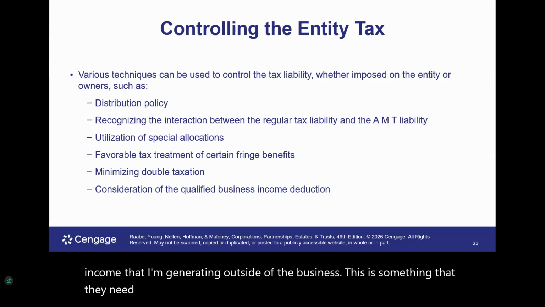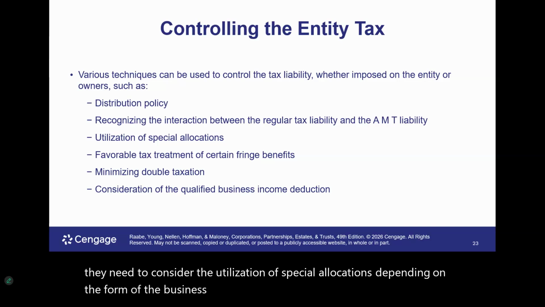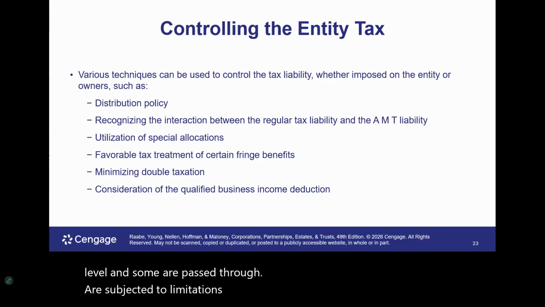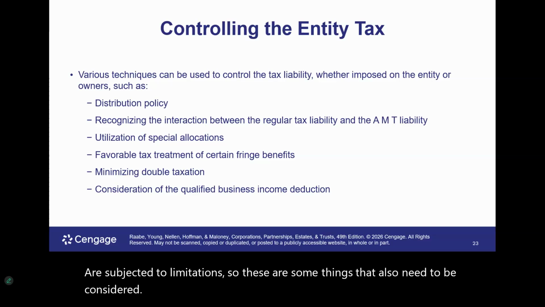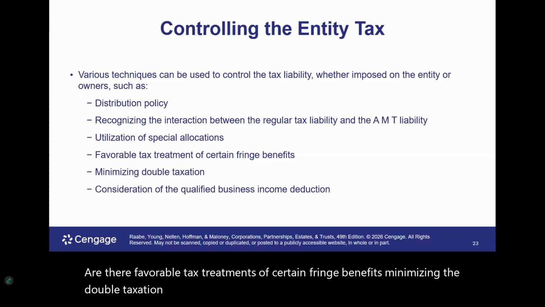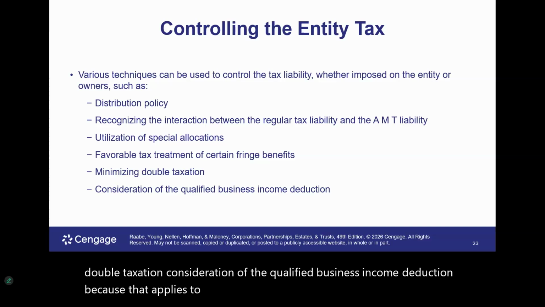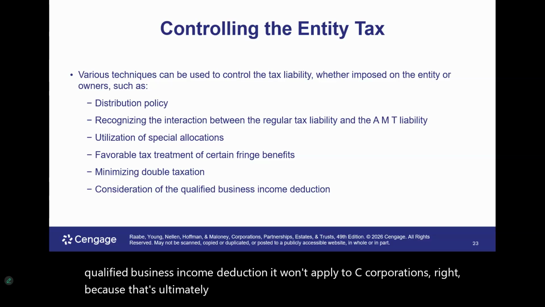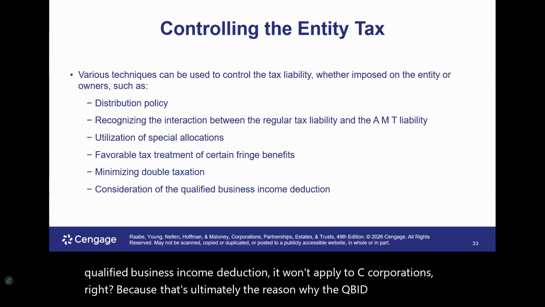The utilization of special allocations depending on the form of the business. Some allocations stay just at the business level, and some are passed through. Some are subjected to limitations. So these are some things that also need to be considered. Are there favorable tax treatments of certain fringe benefits, minimizing the double taxation, consideration of the qualified business income deduction, because that applies to unincorporated business entities. The qualified business income deduction won't apply to C corporations, right? Because that's ultimately the reason why the QBID was put into place to begin with.